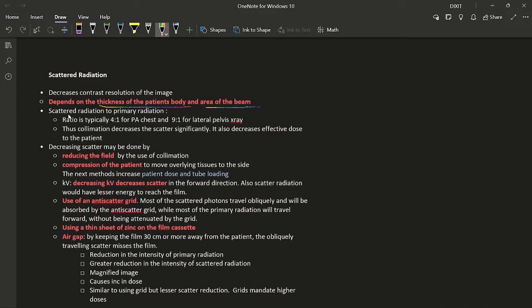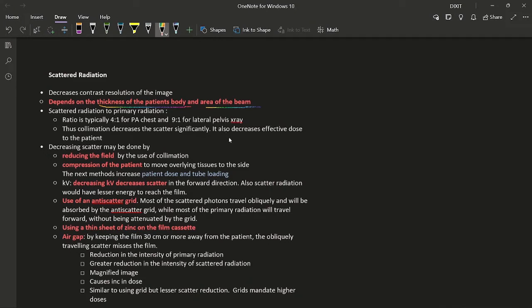Now the ratio of scattered radiation to primary radiation is usually 4:1 for chest PA and 9:1 for lateral pelvis X-ray. So as you can see, the amount of scattered radiation is much more compared to the primary radiation. And this brings the importance of collimation. Collimation helps to decrease the scatter significantly, because it reduces the area of the beam to only that part of the beam which is actually needed. So in that way it decreases scatter radiation a lot.